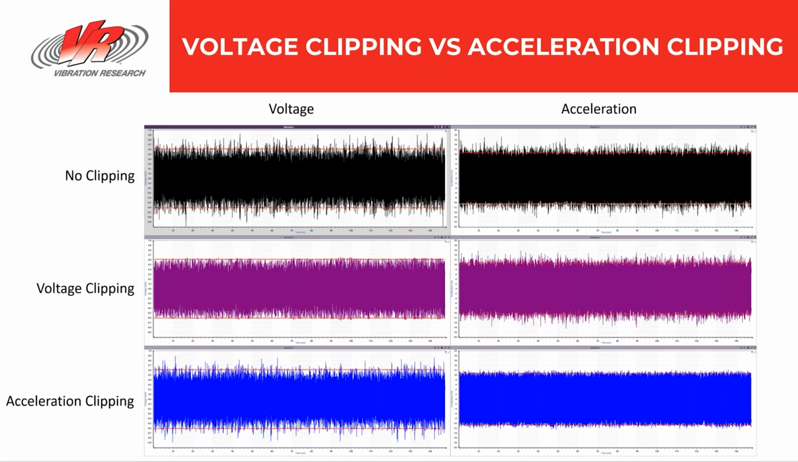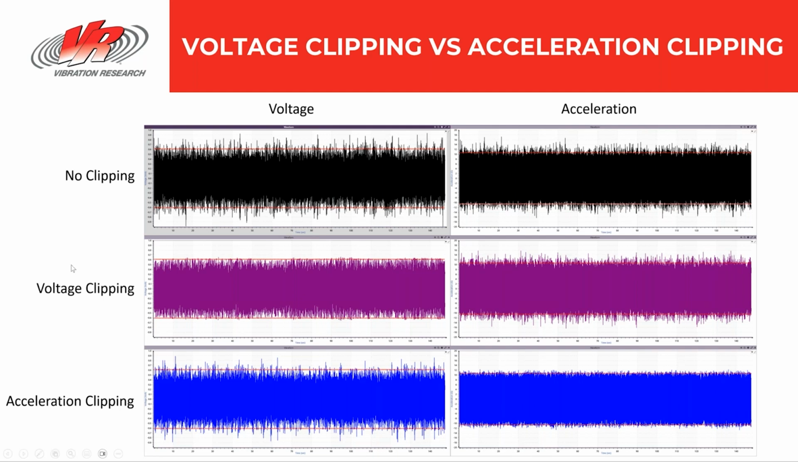And this is just a quick representation of the differences between voltage clipping and acceleration clipping. So on the left column, I have all voltage traces, and on the right, I have all my acceleration data. The top black line is with no clipping, so you can clearly see peaks in both voltage and acceleration exceeding the red line we defined. When we turn voltage clipping on, we see the voltage, this purple trace here on the left, get reduced to that 3 sigma value that we defined. On the acceleration data, we still see those peaks even though voltage clipping was applied.